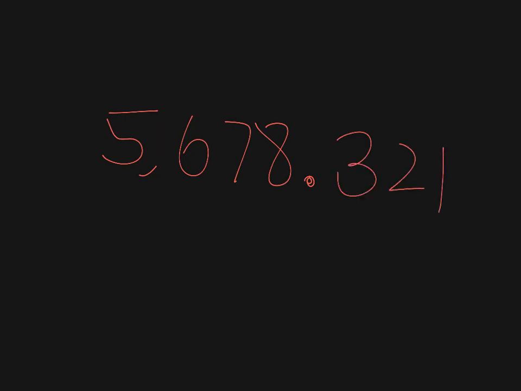It says, what is the value of the underlined digit? So let's go and write this out. 5,678 and 321 thousandths. Obviously, that one that's underlined is in the thousands place. Here's 1 digit. Here's another digit. That's your third digit, so you know it's 3 zeros. So it's in the thousands.